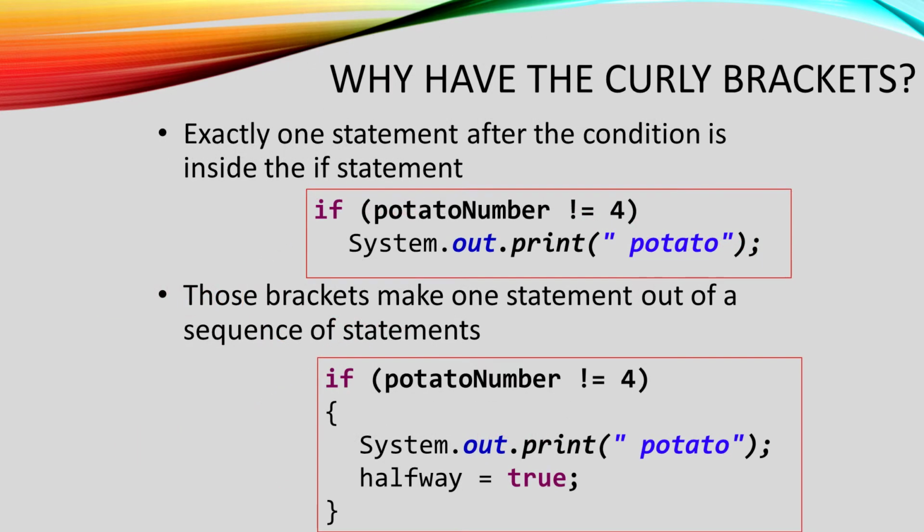We've been showing every conditional with curly brackets around the then and else blocks. Technically, you don't have to have those. The rule is that exactly one statement can go in each of those places. So if there's only one statement, like in this example, you don't have to have the curly brackets. When we want to put multiple statements inside the conditional, we're using the brackets to make one big statement out of a set of statements.